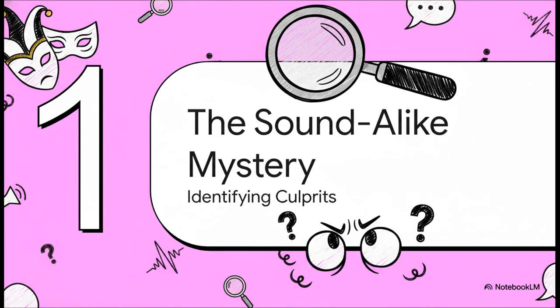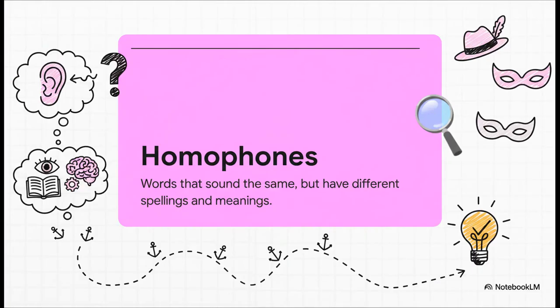Okay, first things first, in any good mystery, you've got to identify the culprits. So let's put a name to these linguistic tricksters and figure out their signature move. And there it is. The official term is homophones. The key thing to remember is that these words are absolute masters of disguise. They sound exactly the same to our ears, but their spelling and their meaning are totally different. And that's where all the confusion starts.